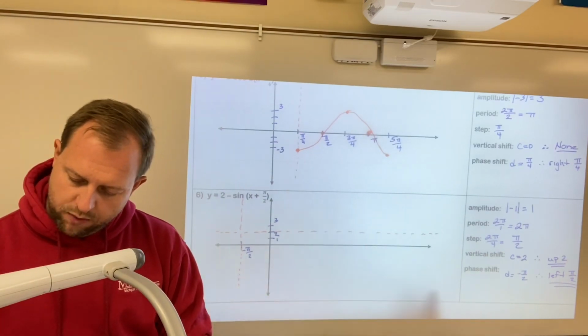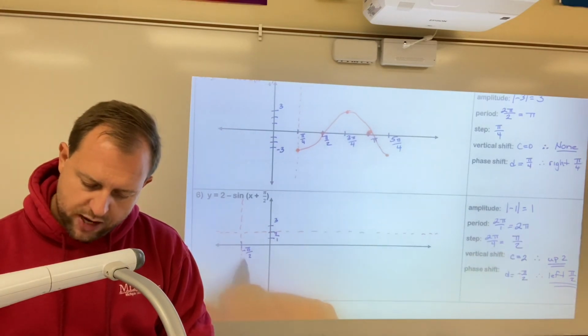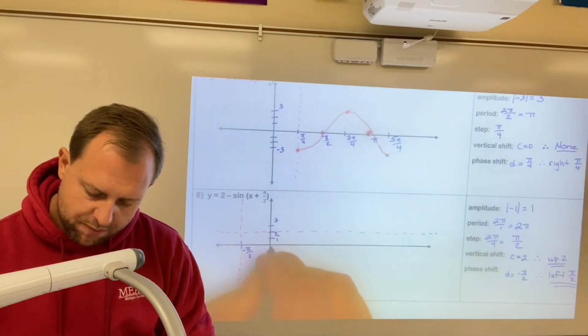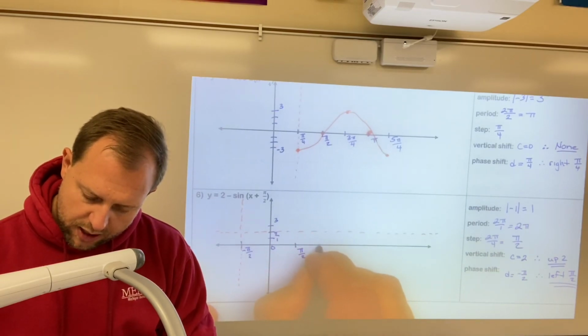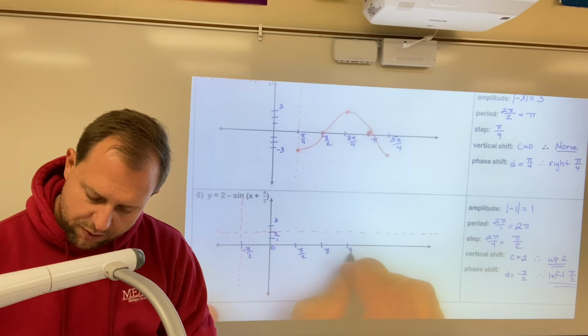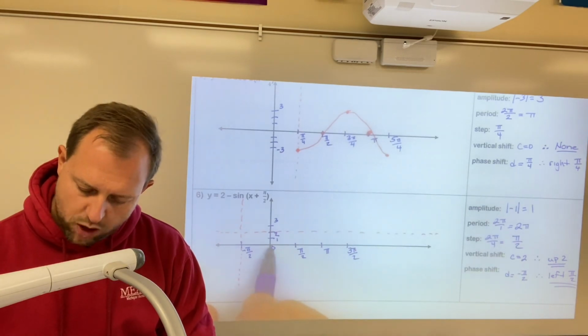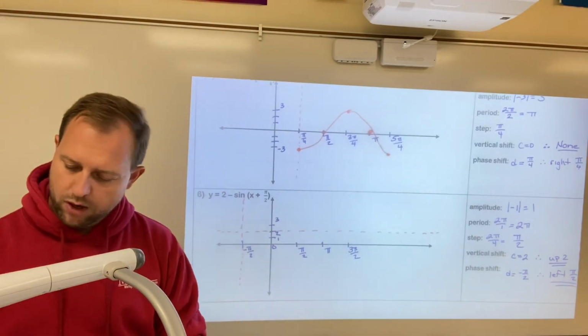We have to put in the rest of our steps. They're at half a pi each, so negative half pi. Our next step is 0. Our next step is a positive half pi. And then another half a pi gives me pi. Another half a pi gives me 3 pi over 2, and that's 4 steps. 1, 2, 3, 4. So that's as far as we have to go.